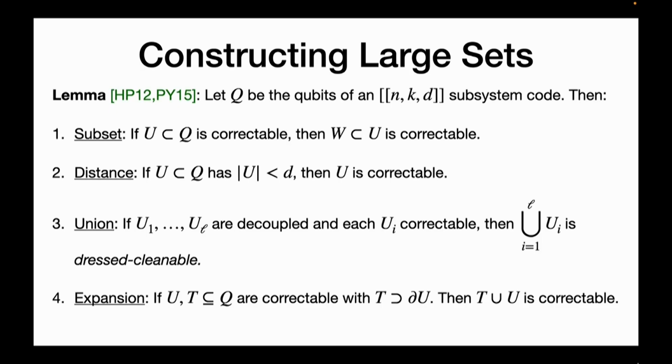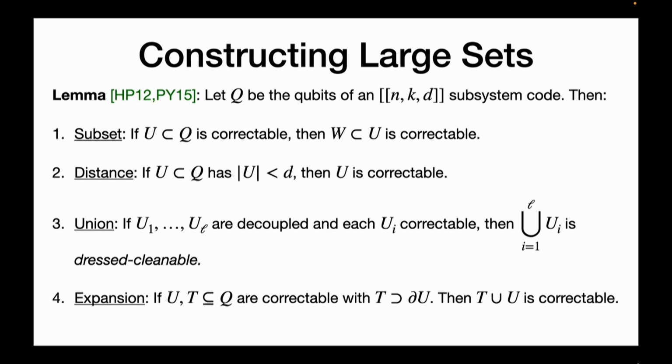And finally, we have the expansion lemma. This says that if U and T are correctable, with T containing the boundary of U, where the boundary of a set of qubits is just the qubits that interact with qubits outside of the set, as well as those qubits themselves, then the union of T and U is correctable. So really this just says that if a set and its boundary are both correctable, then together the whole set is also correctable.